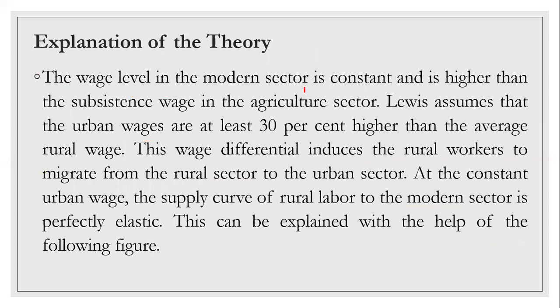Let's suppose that the wage level in the modern sector is constant. So the wage in the modern sector or industrial sector is constant and is higher than the subsistence wage in the agriculture sector. Let's suppose the wage in the agriculture sector is 150. Then the wage in the modern sector will at least be higher than this 150, say 180. So it simply means the modern sector offers a higher wage compared to the traditional subsistence agriculture sector.